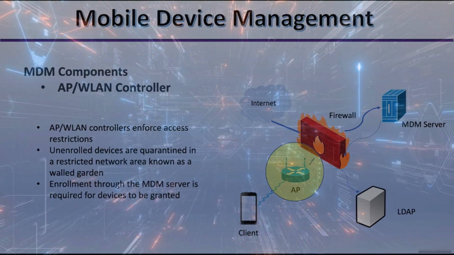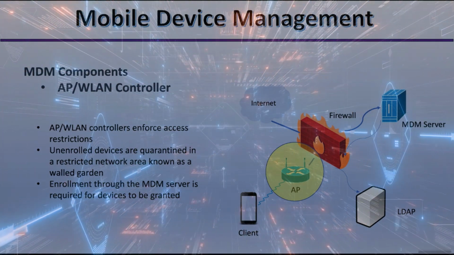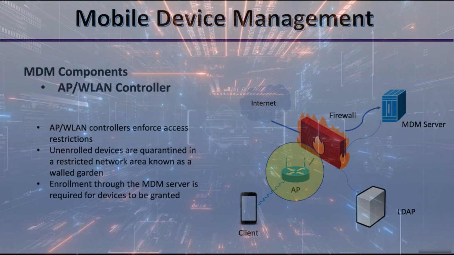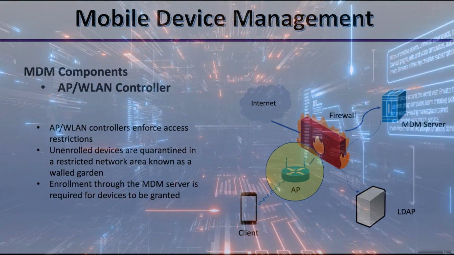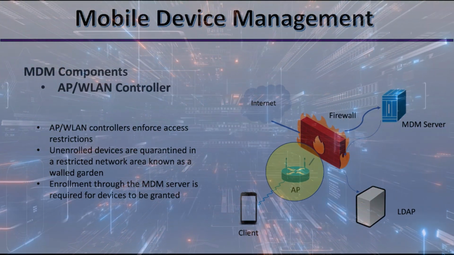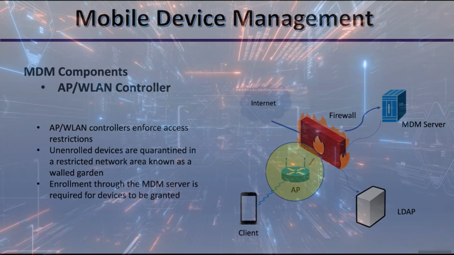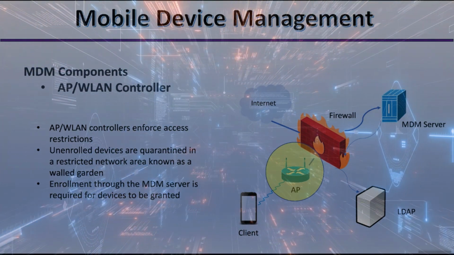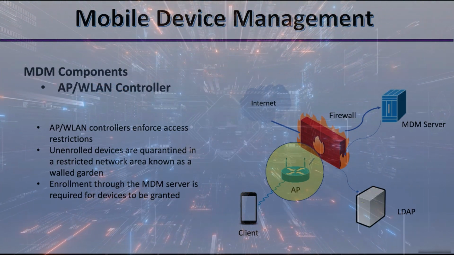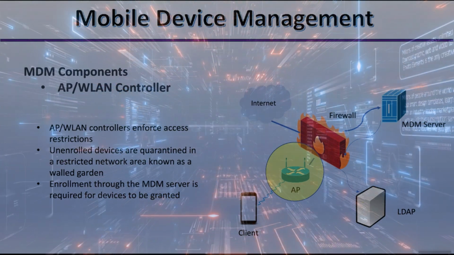However, once mobile devices have completed the enrollment process, satisfying the requirements of the MDM server, they're permitted to venture beyond the walled garden. And this ensures that only authorized and properly managed devices are granted access to the broader corporate network. And the AP or wireless LAN controller plays a pivotal role in enforcing these access restrictions and maintaining a secure network environment.